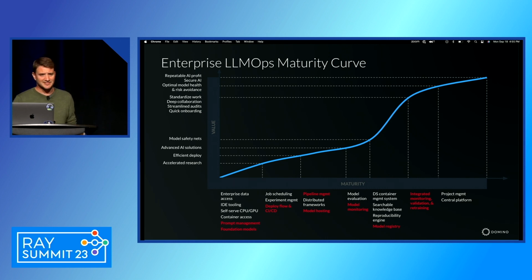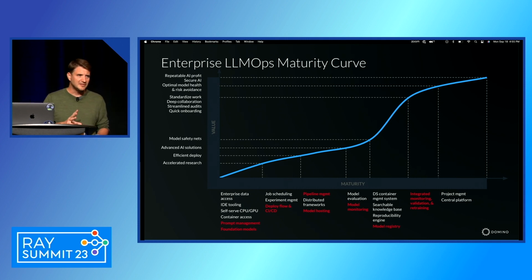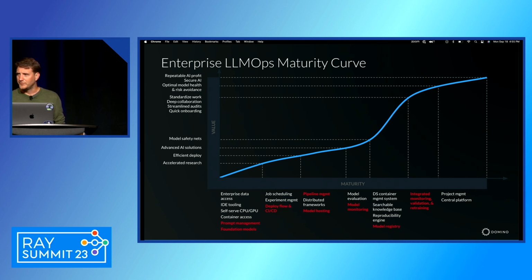The next step is to have optimal model health and to reduce the risk that you are getting. Again, integrated monitoring, validation, and retraining are critical capabilities that are needed for this. And finally, you can get to a place where you have repeatable AI profits and secure AI, and for this you want to have project management and a central platform.